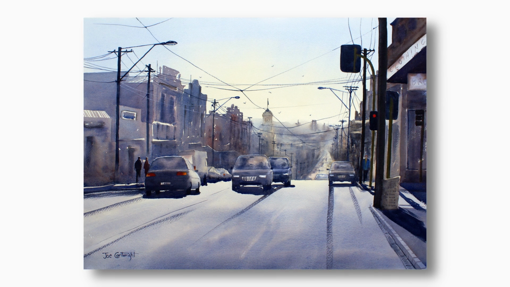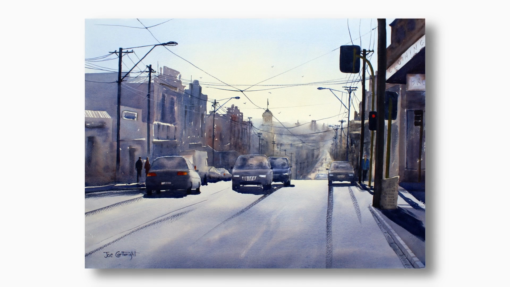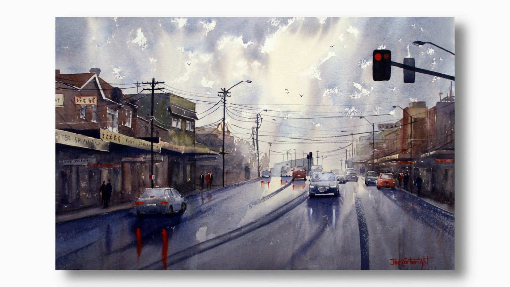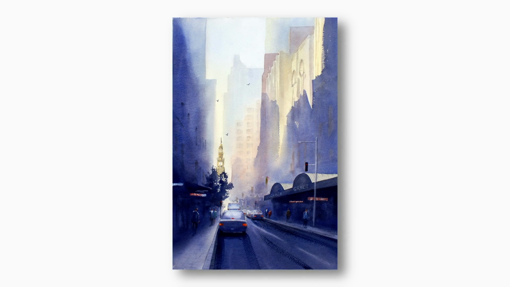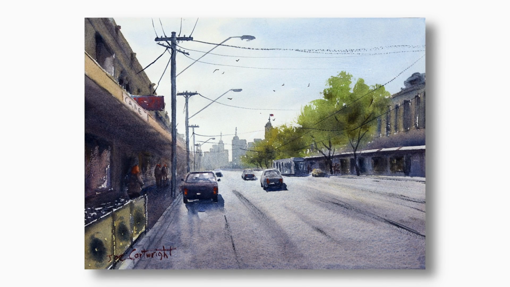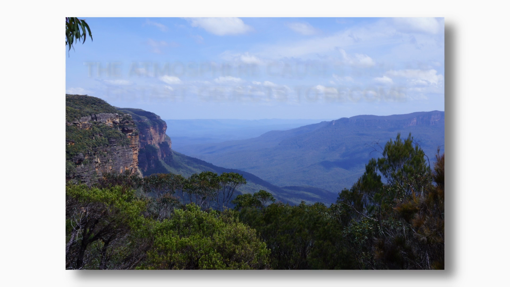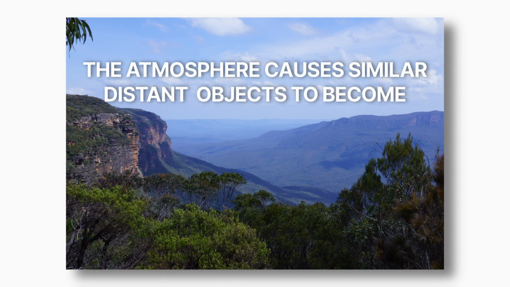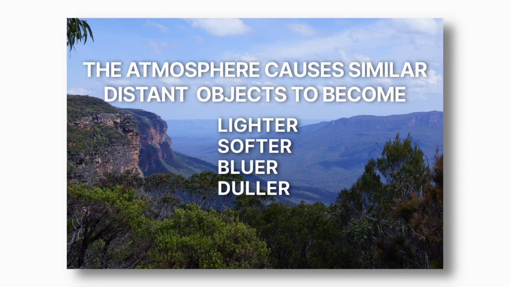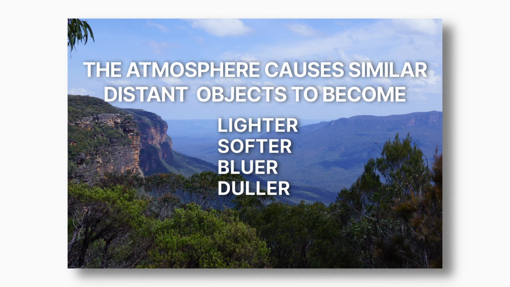Today we're going to be looking at aerial perspective, which is a technique that helps us add depth to our painting by concentrating on the effects of the atmosphere. So aerial perspective, or atmospheric perspective as it's also known, basically means as objects move further away from the foreground, they become lighter, they become softer, they become bluer, and they become a little bit duller.